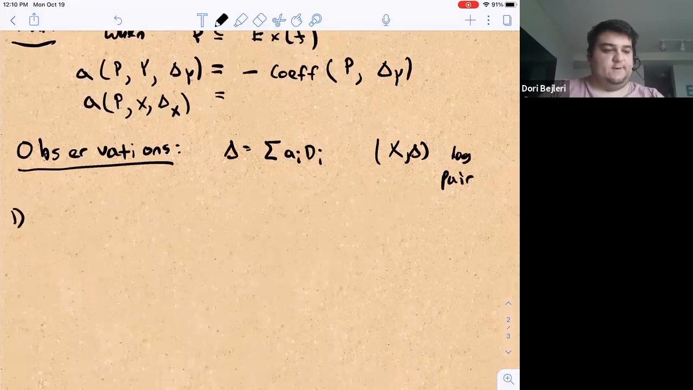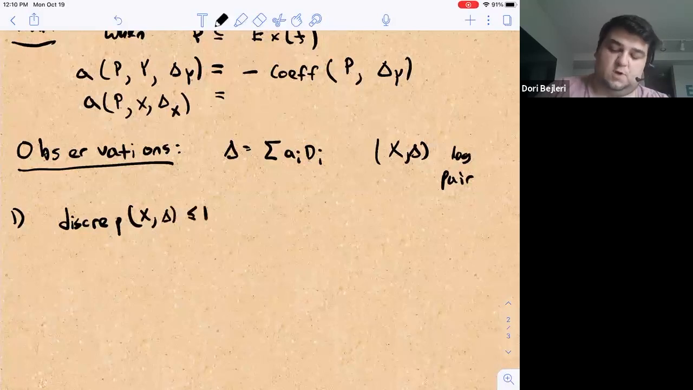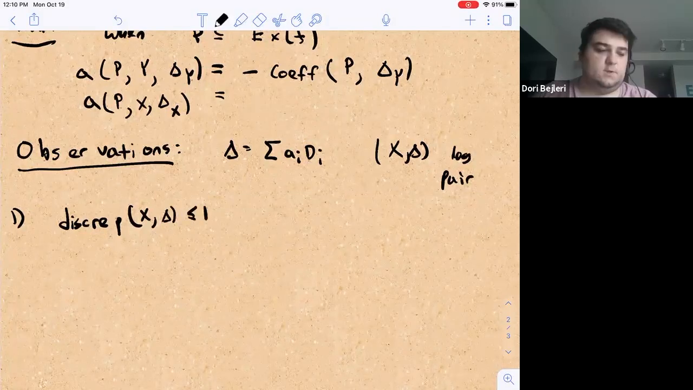First observation is that the discrepancy of the pair, so this minimum over all exceptionals, is at most 1. Because we're looking at a minimum, we just need to show that there's always some exceptional with discrepancy 1. And to do that, we just use the case of surfaces.